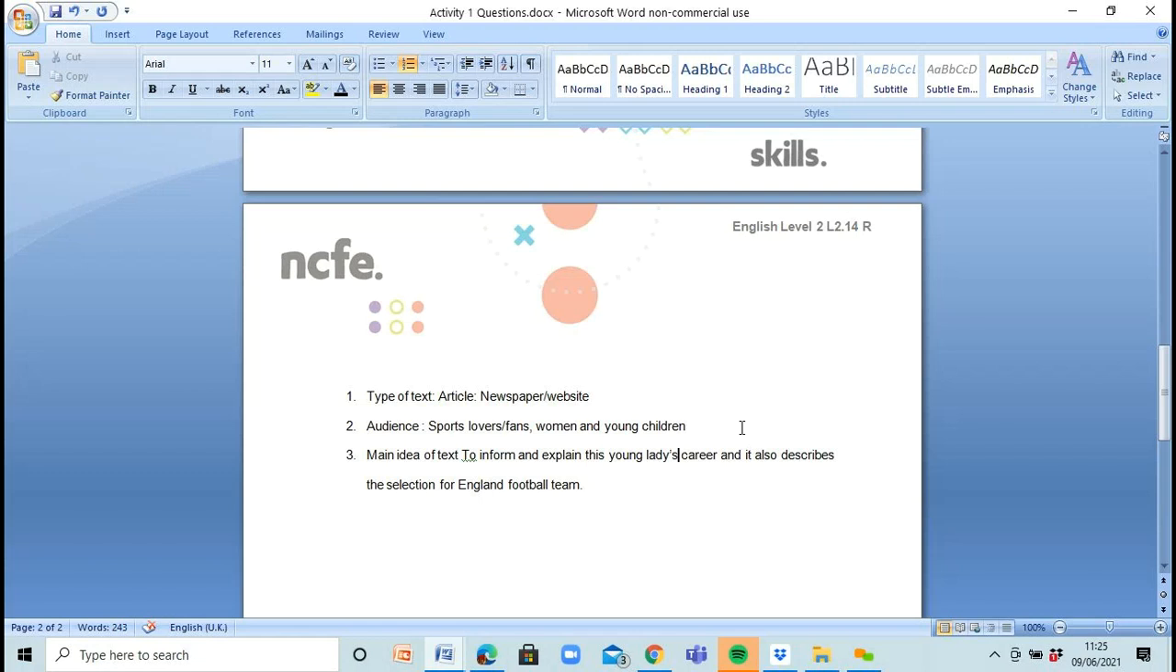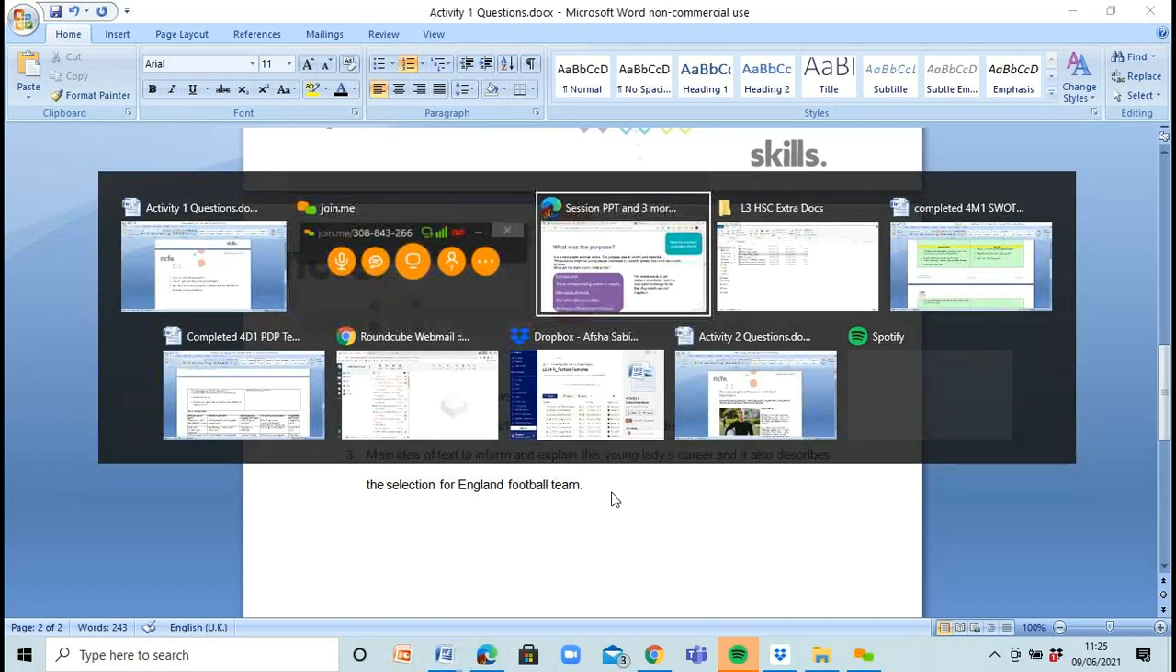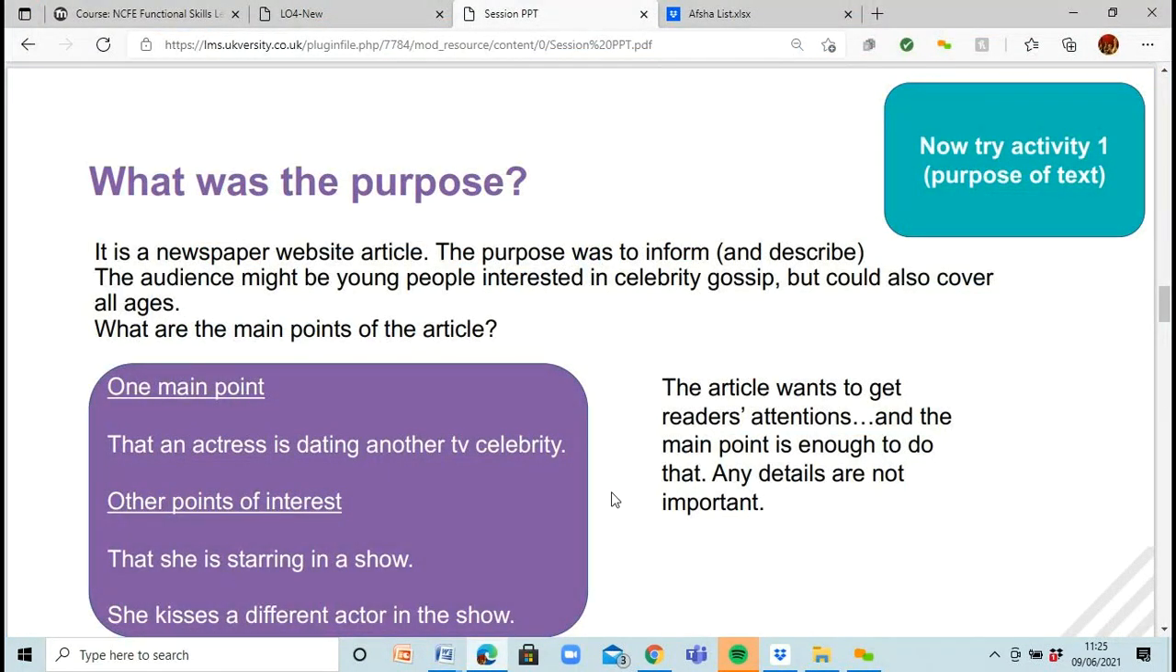The audience is sports lovers and fans, women and young children as well. So it could be anyone really. And it's there to inform and explain about this young lady's career, and it also describes the selection for the England football team and what she wants to be doing with it. So your homework is going to be very similar to what we've just done now. You're going to read 3 little sections, 3 different texts, and answer a few questions on those.